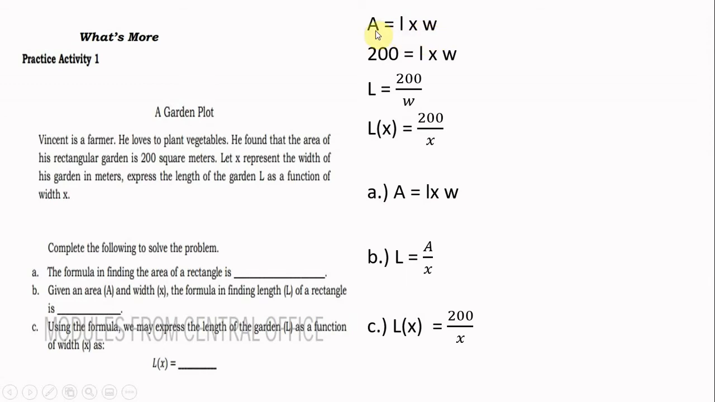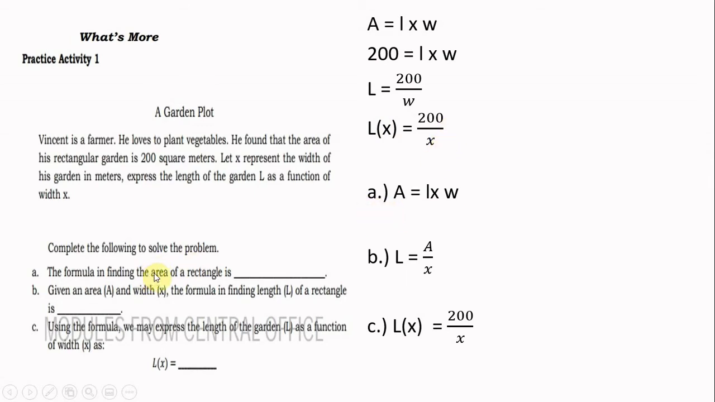So area equals 200 is equal to length times width. So length is equal to 200 divided by W, because if we divide this one by W, divide this one by W, so length is equal to 200 divided by W. And this is the formula for the length. Now, we are asked to express length as a function of the width x. So L of x is equal to 200 over x.